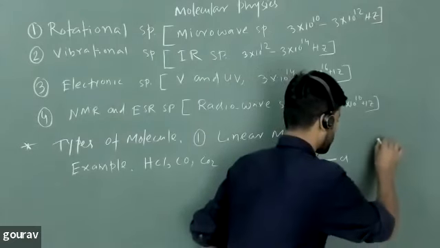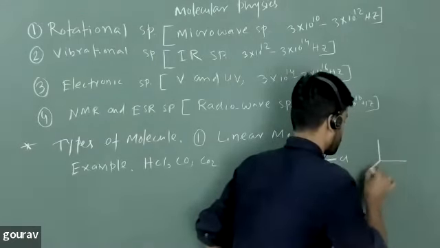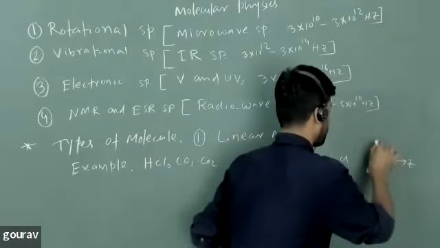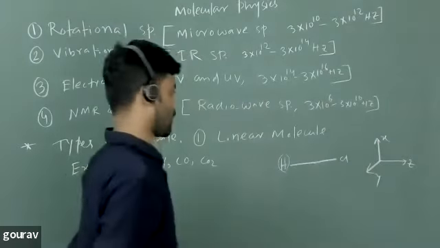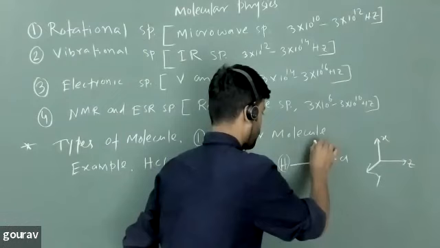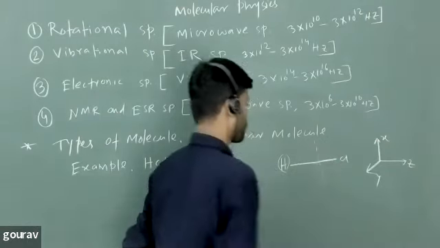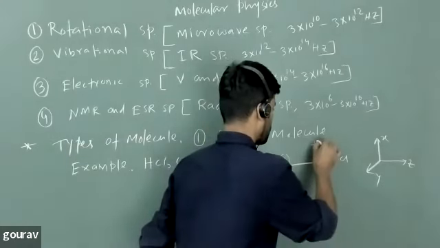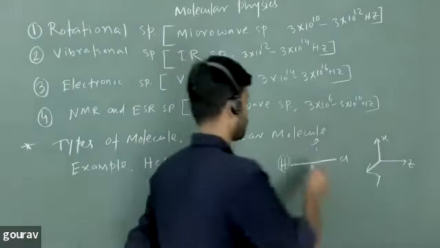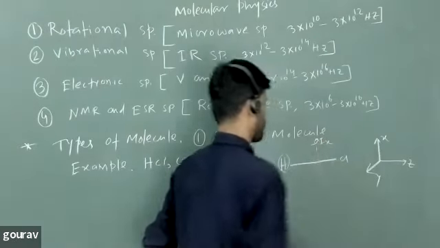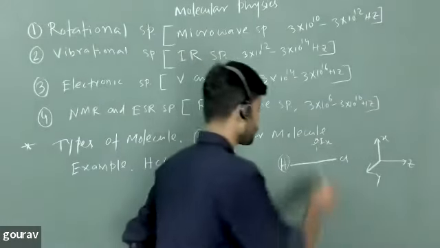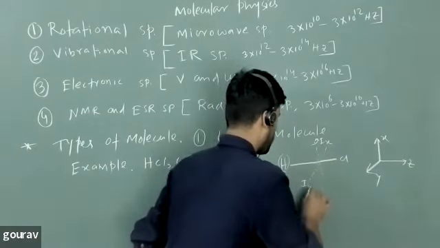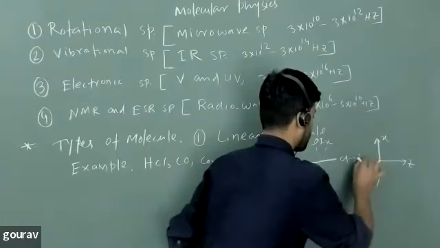And let me define the axis. Suppose this is your Z axis, this is your Y axis, this is your X axis. Okay. So let us assume this is the axis of rotation, and there are three kinds of axis of rotation. This is the rotation along X axis. So let us assume the moment of inertia is Ix. And along this, the moment of inertia will be Iy. Along this, the moment of inertia will be Iz.